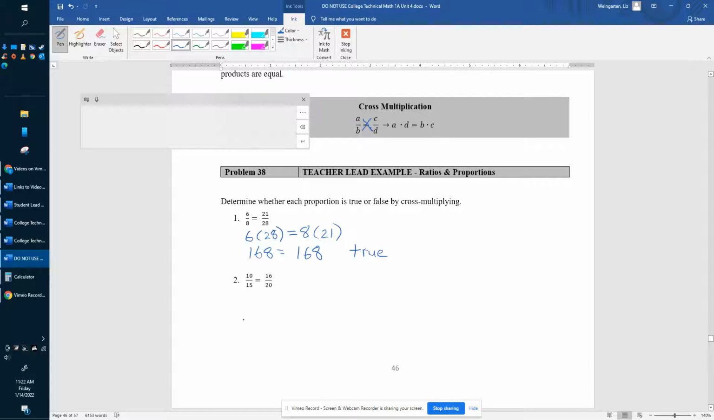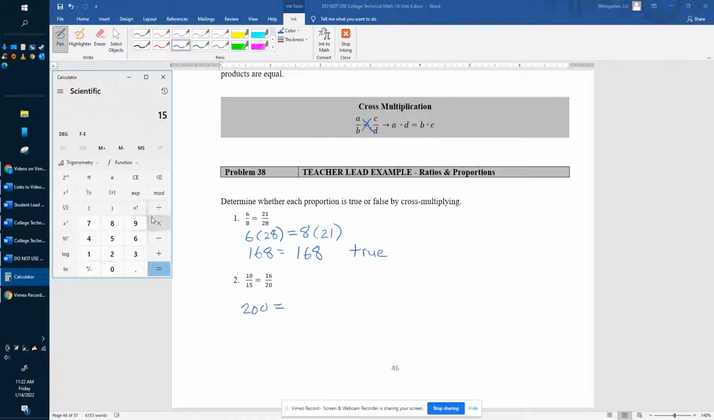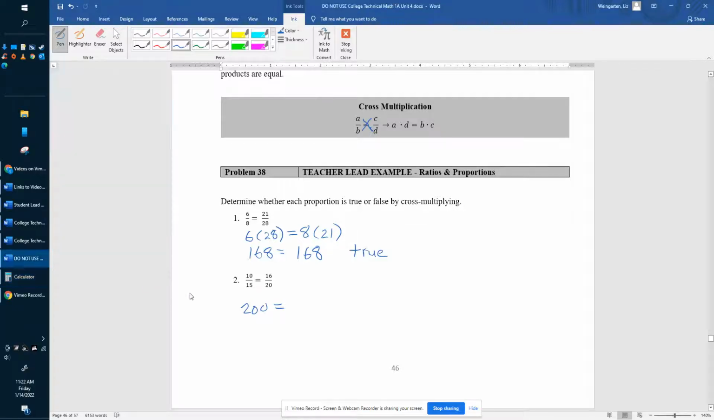How about number 2? 10 times 20 is 200, equals, what's 15 times 16? 240. These are not equal, so this is false.